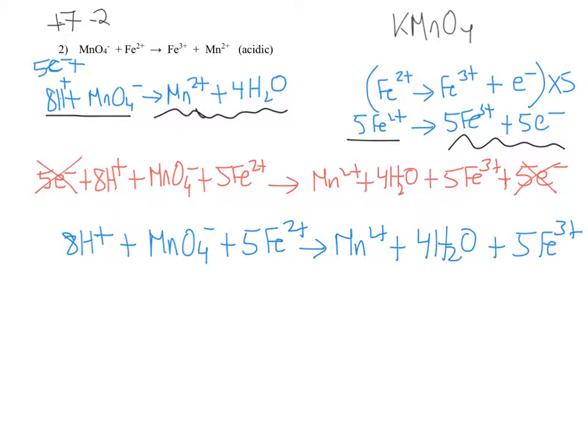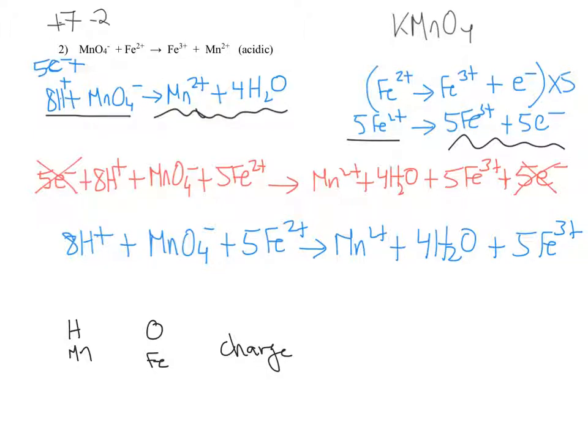All right, step 8 says if basic. Well, it tells us it's acidic, so we know it's not basic for sure, so you do not need to do step 8. Step 9 says check that the mass and the charge are balanced, so let's do that. So we have some hydrogens, we have manganese, we have oxygen, we have Fe, and then we also have the charge. So these are all the things that we need to check.